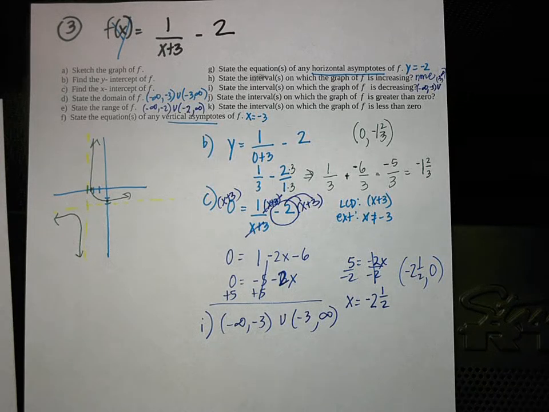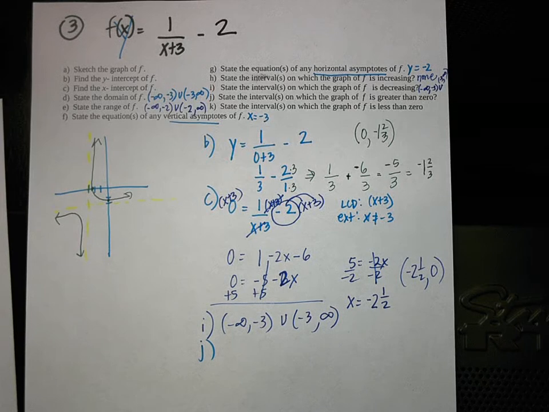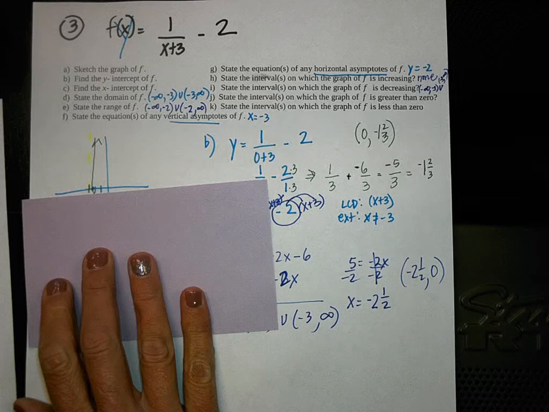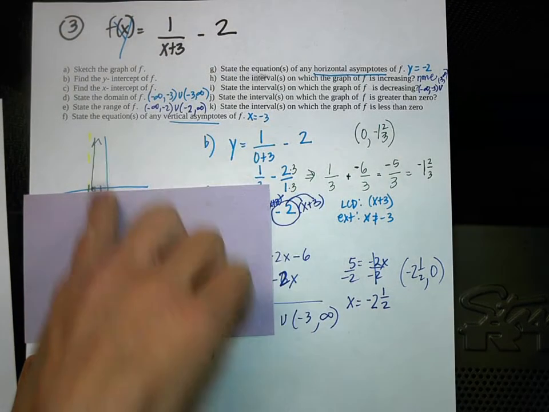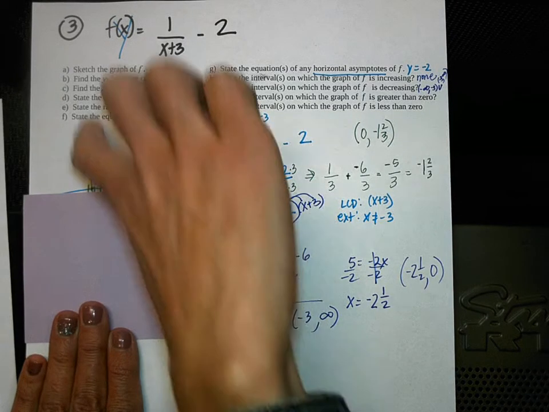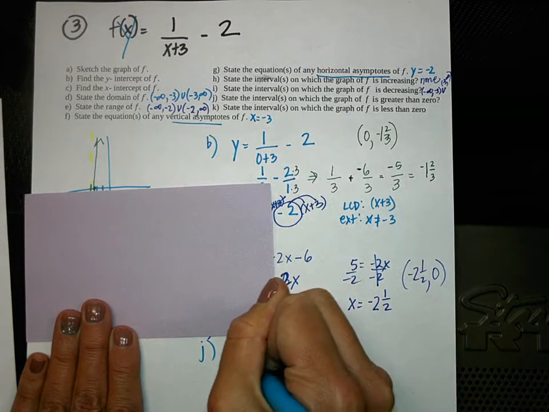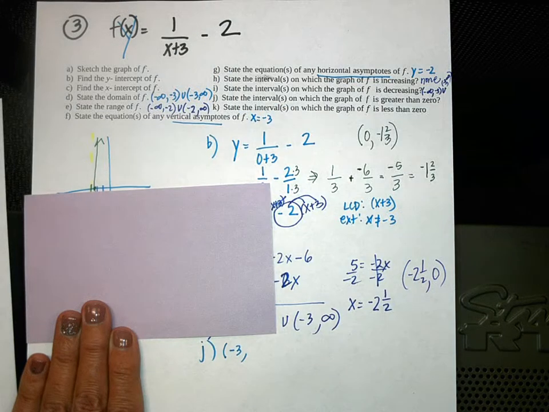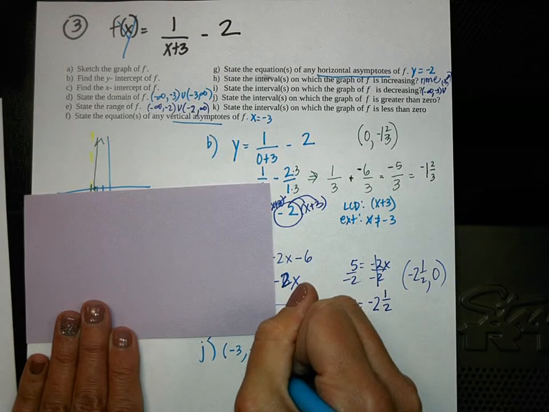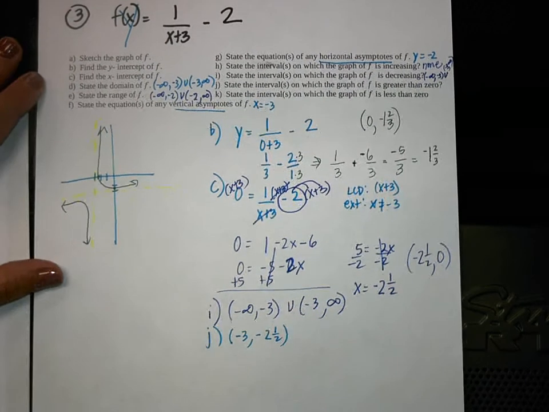Okay, for J, it says state the intervals in which the graph is greater than 0. This is where you might even want to get a note card out if you needed to help yourself. But greater than 0 is above the x-axis. And so it is only greater than 0 at this portion right here. Okay, and that portion is starting at the asymptote, which is at what value? Negative 3. And it only is above 0, greater than 0, to that point, which is at negative 2.5. So that is the only time that it is greater than 0.